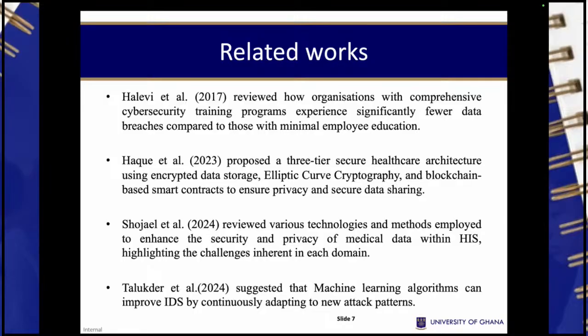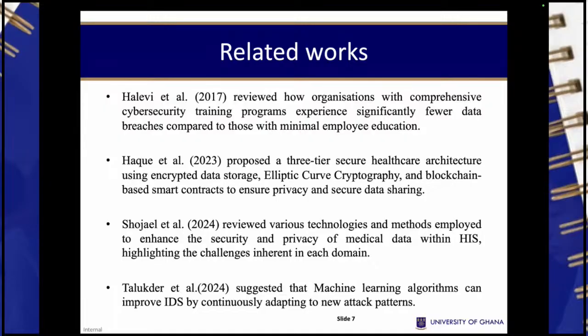And the next one is the smart contract. And so the smart contract also helps us to address issues related to privacy. So Jal et al. 2024 reviewed various technologies and methods employed to enhance the security and the privacy of medical data within health information systems and highlighted the challenges within. So you look at the health information systems, and based on the health information system, look at the various models and various things within it and see what are the security issues that best need to be addressed.